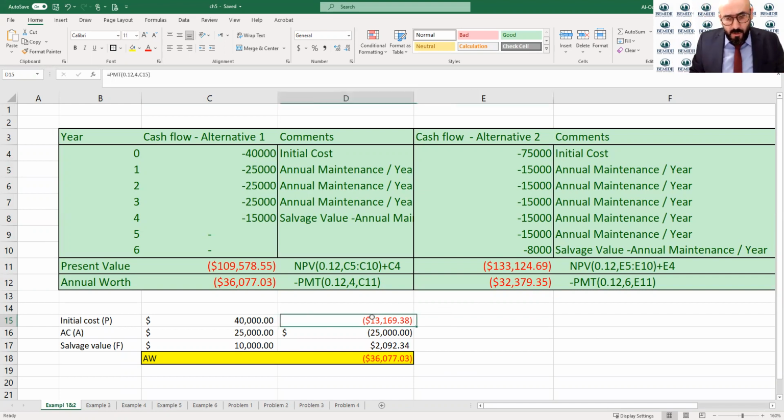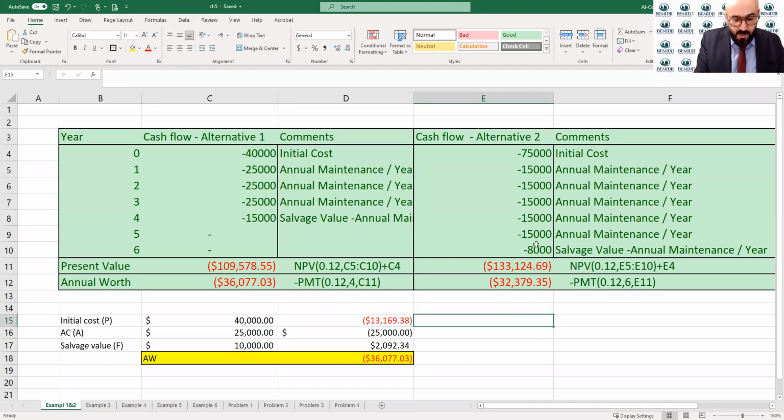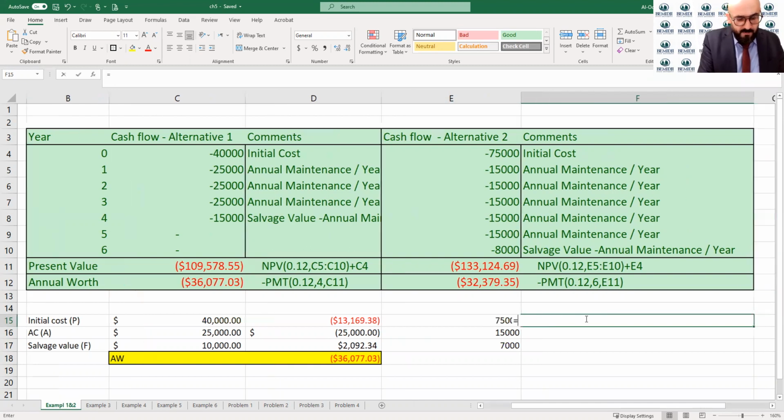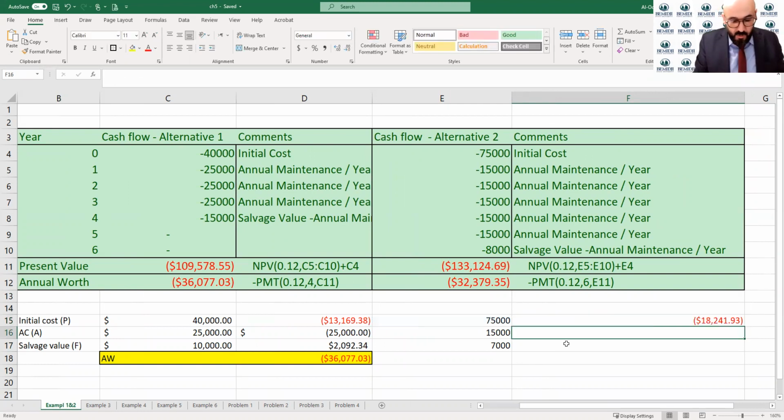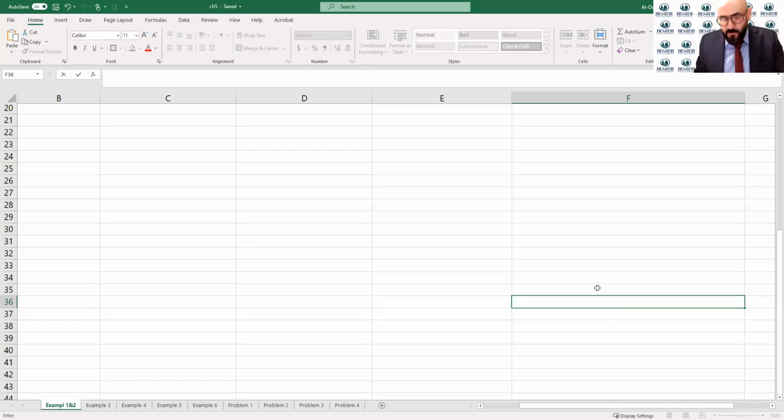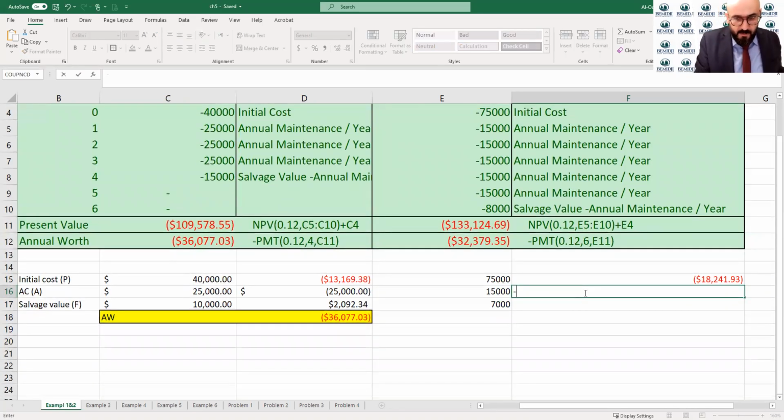So what we could do is, that would be 75,000 for the initial cost. We have 15,000 for the maintenance and operational cost per year, and we have a salvage value of $7,000. And now do the PMT function for the initial cost, PMT 12%. This will last for 6 years, and the present value would be the 75,000, and this would stay the same. The maintenance will stay the same, negative 15,000.